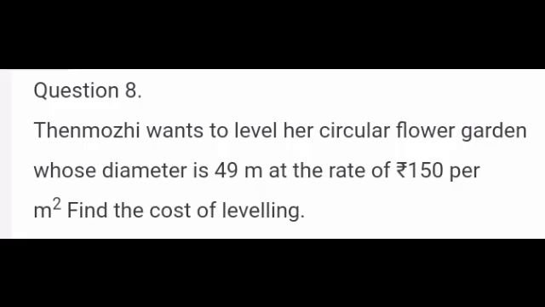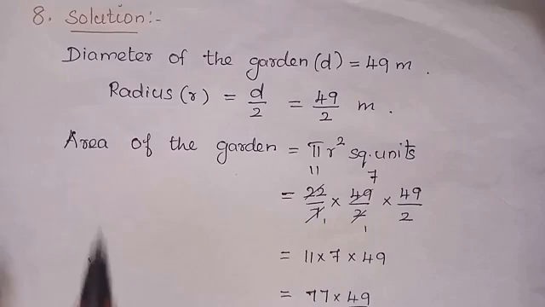Question number 8. Tenmoli wants to level her circular flower garden whose diameter is 49 meter at the rate of rupees 150 per meter square. Find the cost of leveling. See, in this question, diameter of the garden is given. Then we have to find out the area of the garden and also cost of leveling.